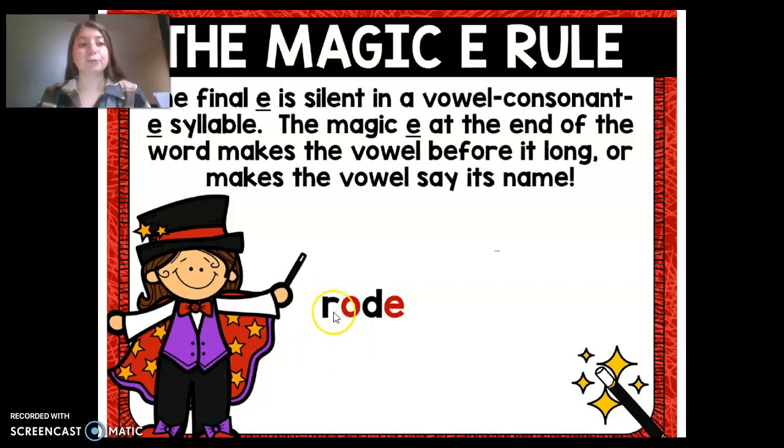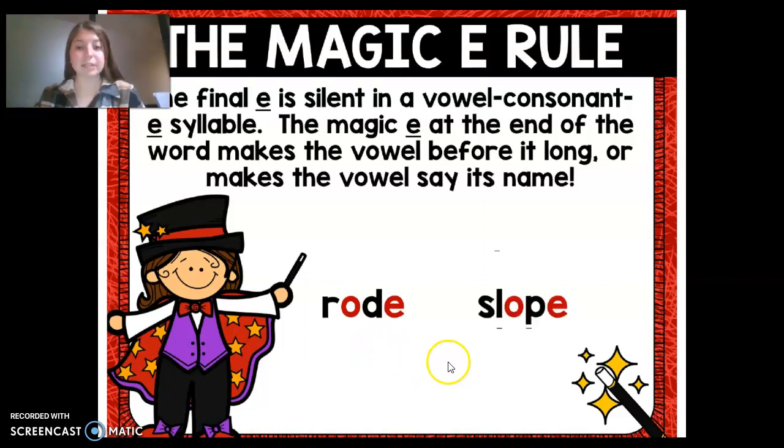This word is rode. We see the letters R-O-D-E. E is magic E. It's magic because it doesn't say its name. We see E, we write E, but we don't say the sound for E. E uses its magic powers to make the vowel before it, O, say its name. So O says O. When we read this, we go R-O-D, rode. I rode my bicycle yesterday.